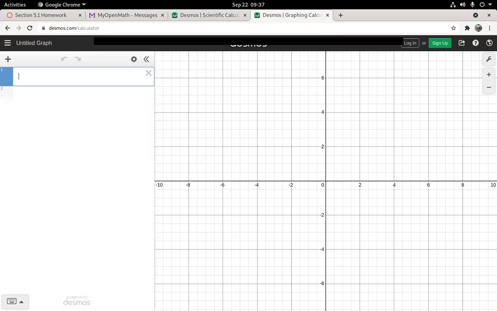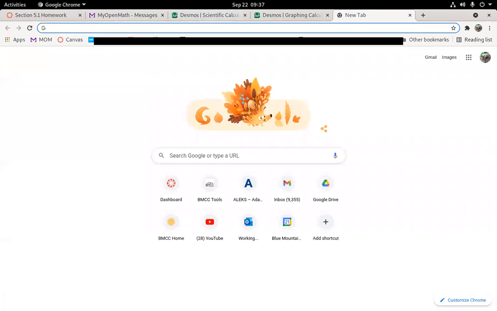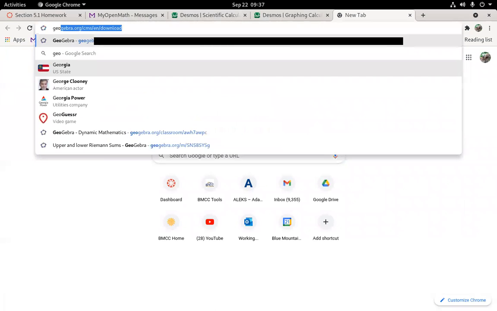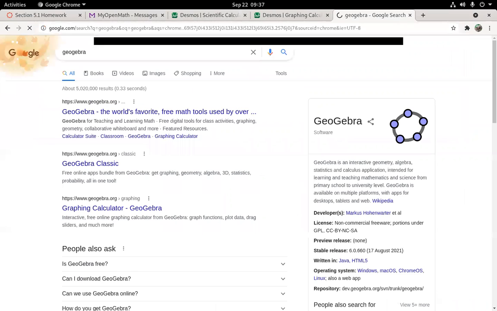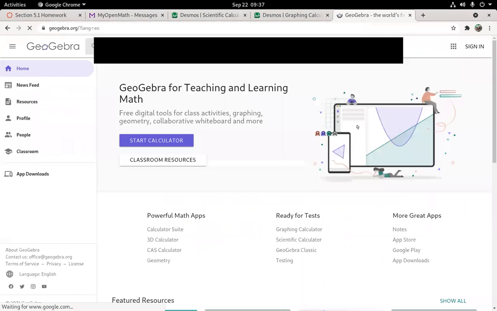Can I graph on Desmos on my phone? Yeah, but it's awkward. Don't like that. Another online calculator I use a lot, and I'll be using this in class occasionally and sending you links to things I make in this, is called GeoGebra, which you may or may not have seen in the past.